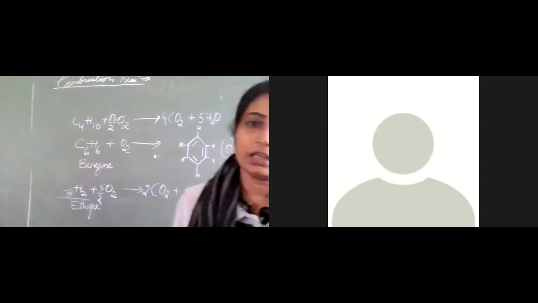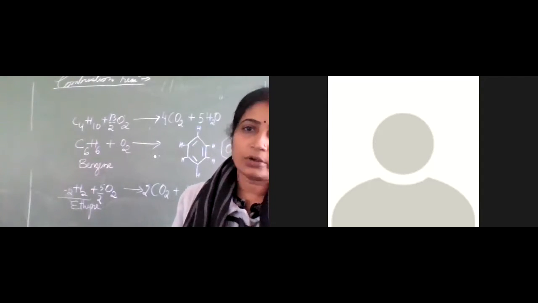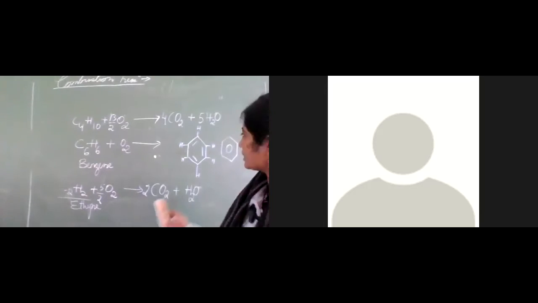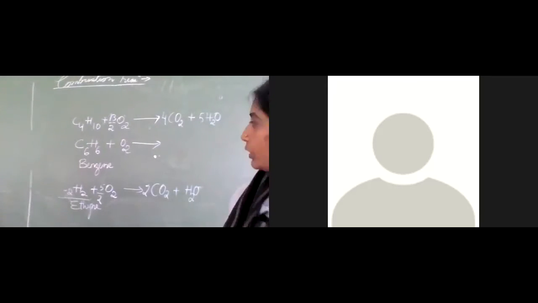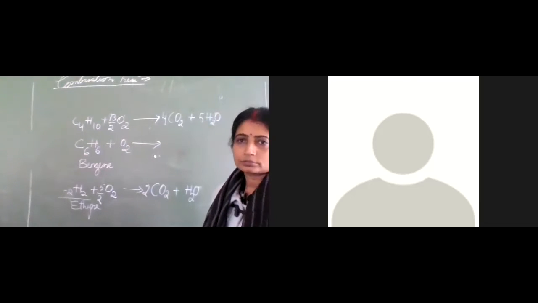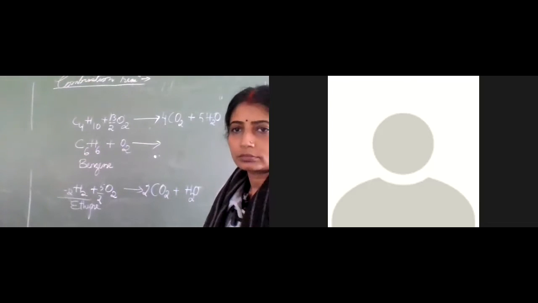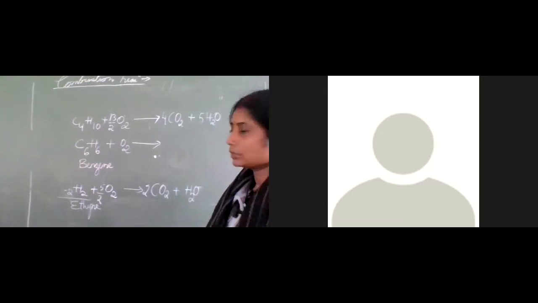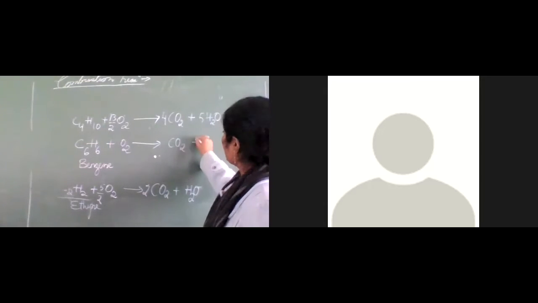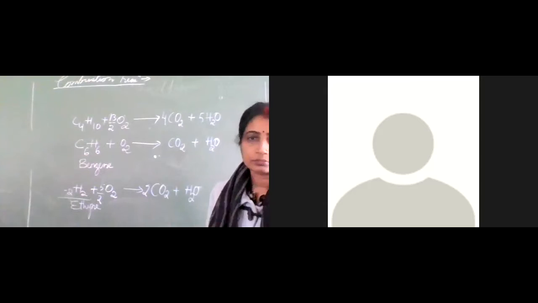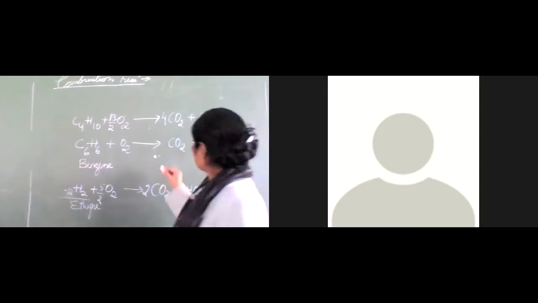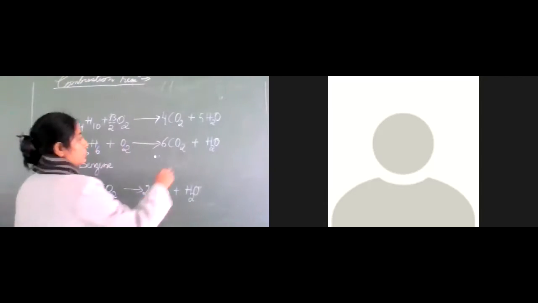This is what? Cyclic unsaturated hydrocarbon. Example of cyclic unsaturated hydrocarbon. Now what product will be formed here? CO2 plus H2O. Good. Now next you need to balance carbon and hydrogen. So what you will do? On the product side, 6 CO2 plus 3 H2O. Okay, 6 CO2 and 3 H2O.